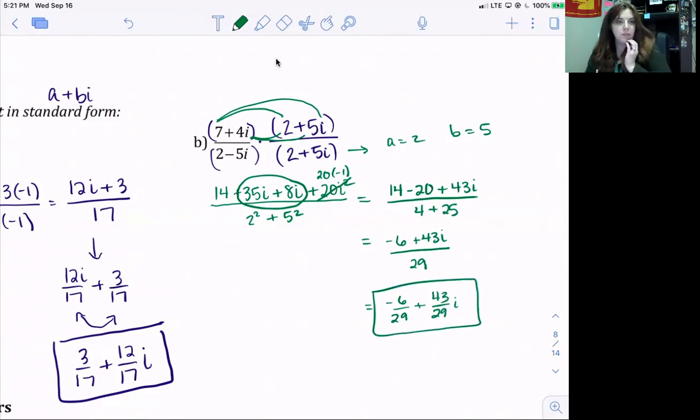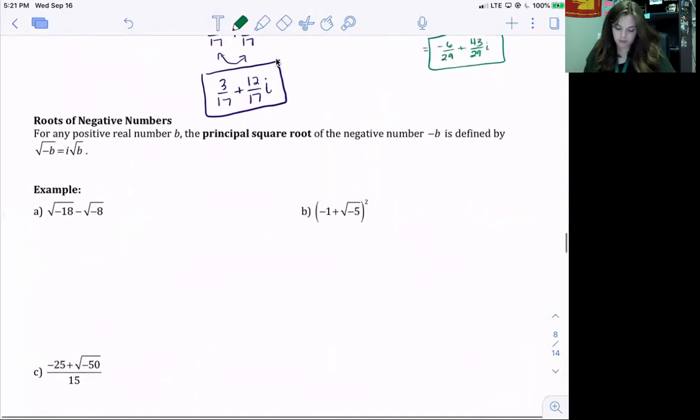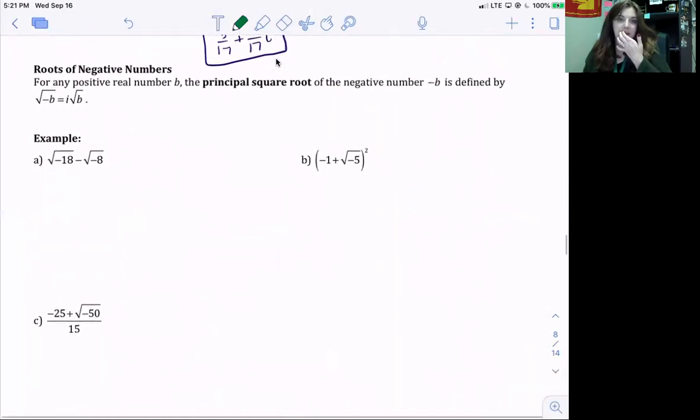One thing to be careful about is that you check these fractions to make sure they can't simplify or reduce further. Okay, the last part we're going to look at with complex numbers is simplifying by taking the principal square root. So we can rewrite any negative square root or radical. The square root of negative b equals i times the square root of b.